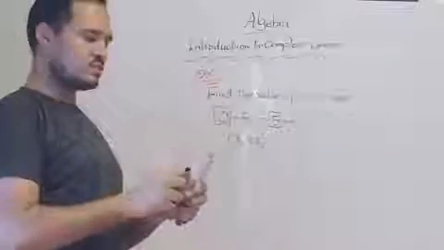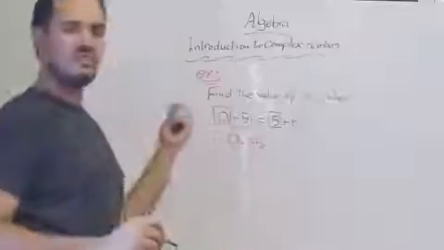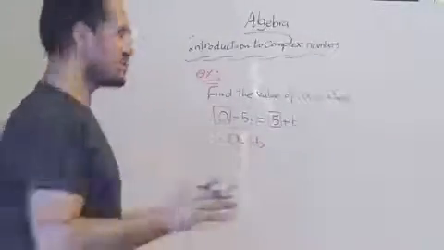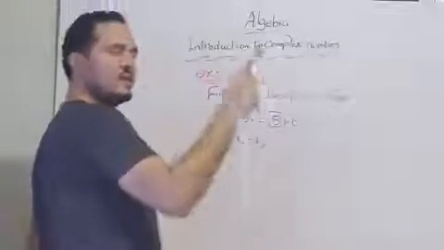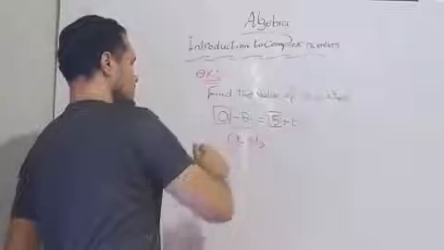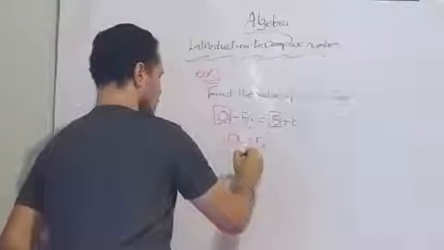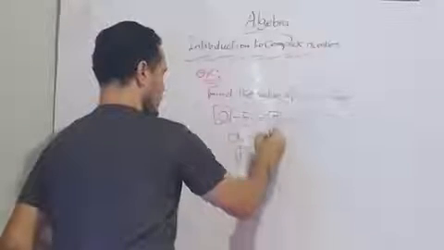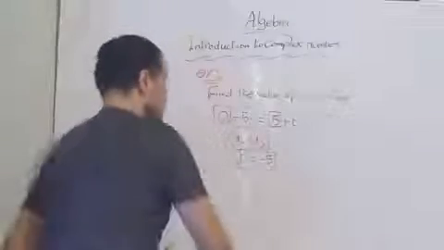What's the imaginary part on the left-hand side? It's negative 5i. What's the imaginary part on the right-hand side? It's bi. So directly b equals negative 5. Okay.